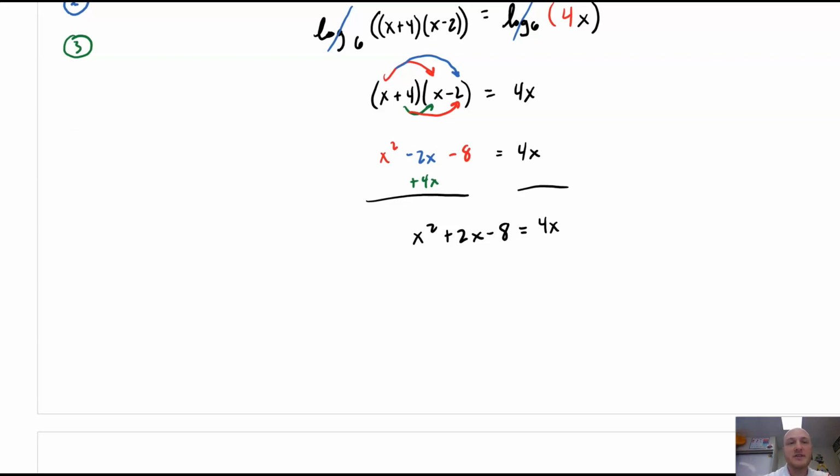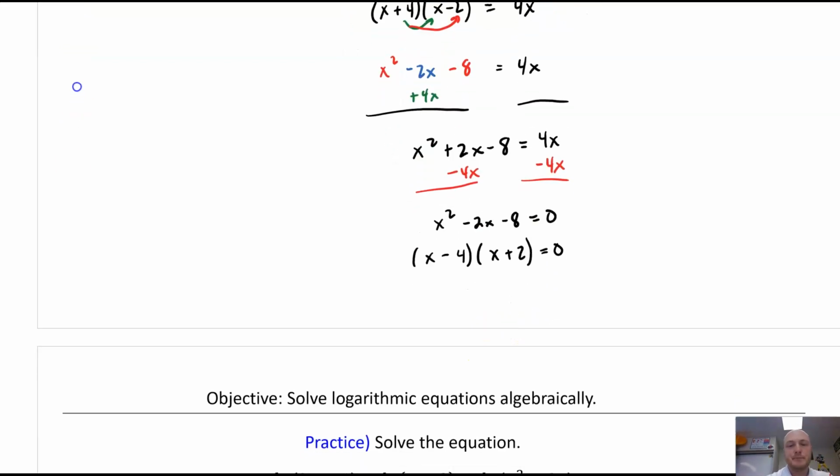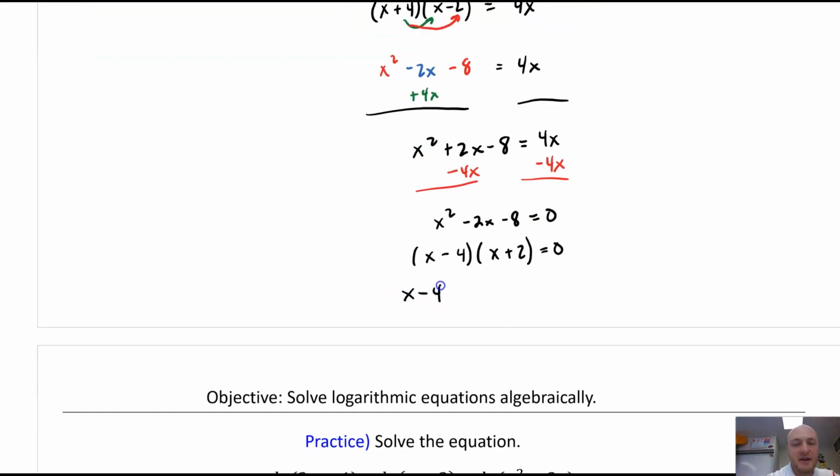Remember, I need to set one side equal to 0. So I'll subtract 4x, and we get x squared minus 2x minus 8 is equal to 0. I'll go ahead and factor. So (x minus 4)(x plus 2). And it looks like we have two possible solutions: x minus 4 is equal to 0, or x plus 2 is equal to 0.